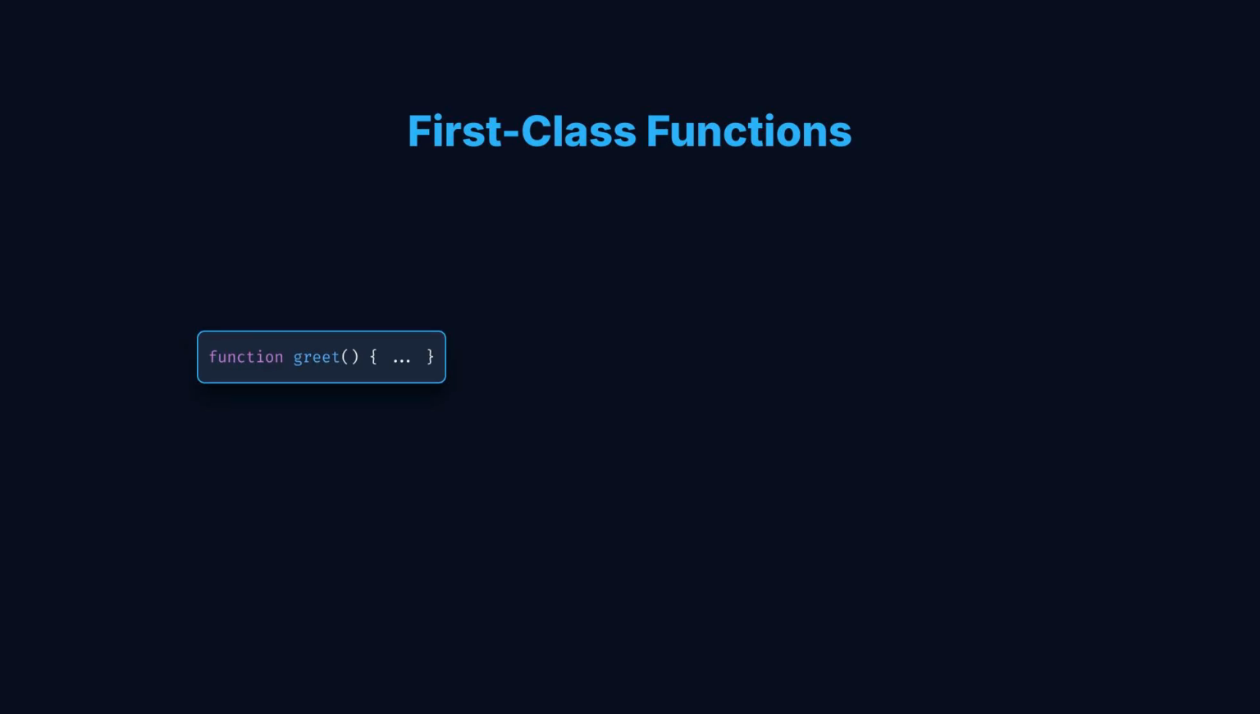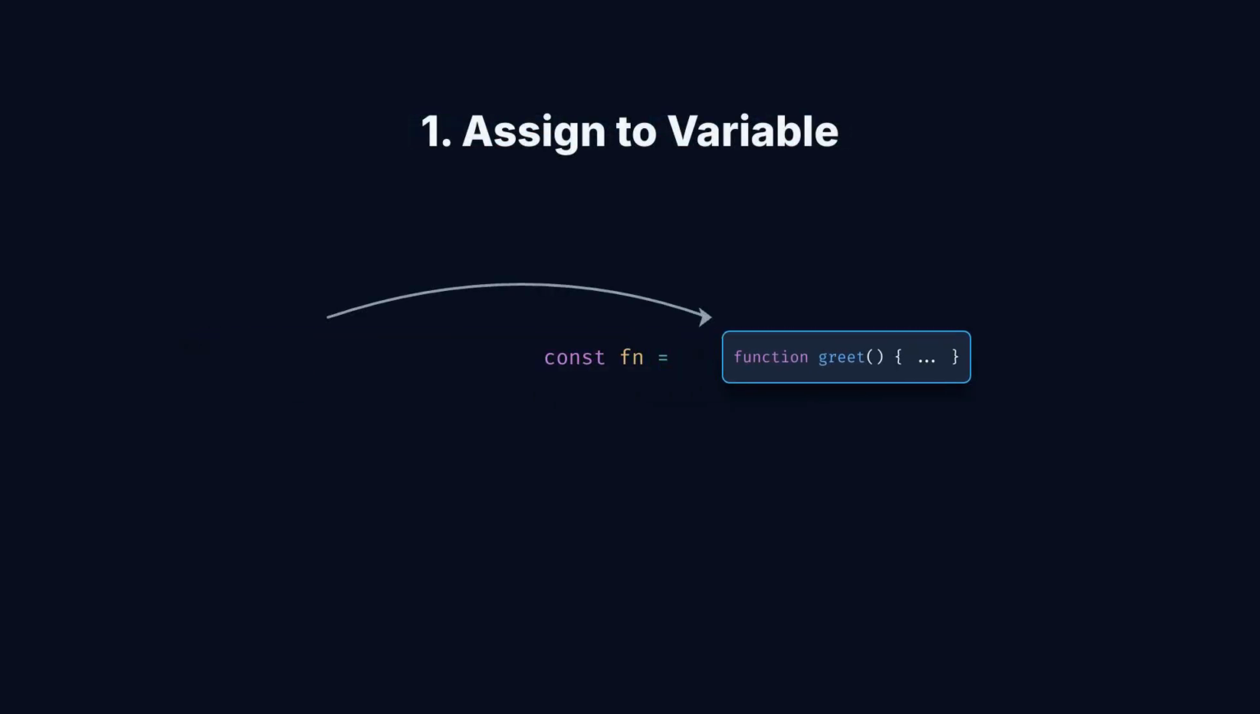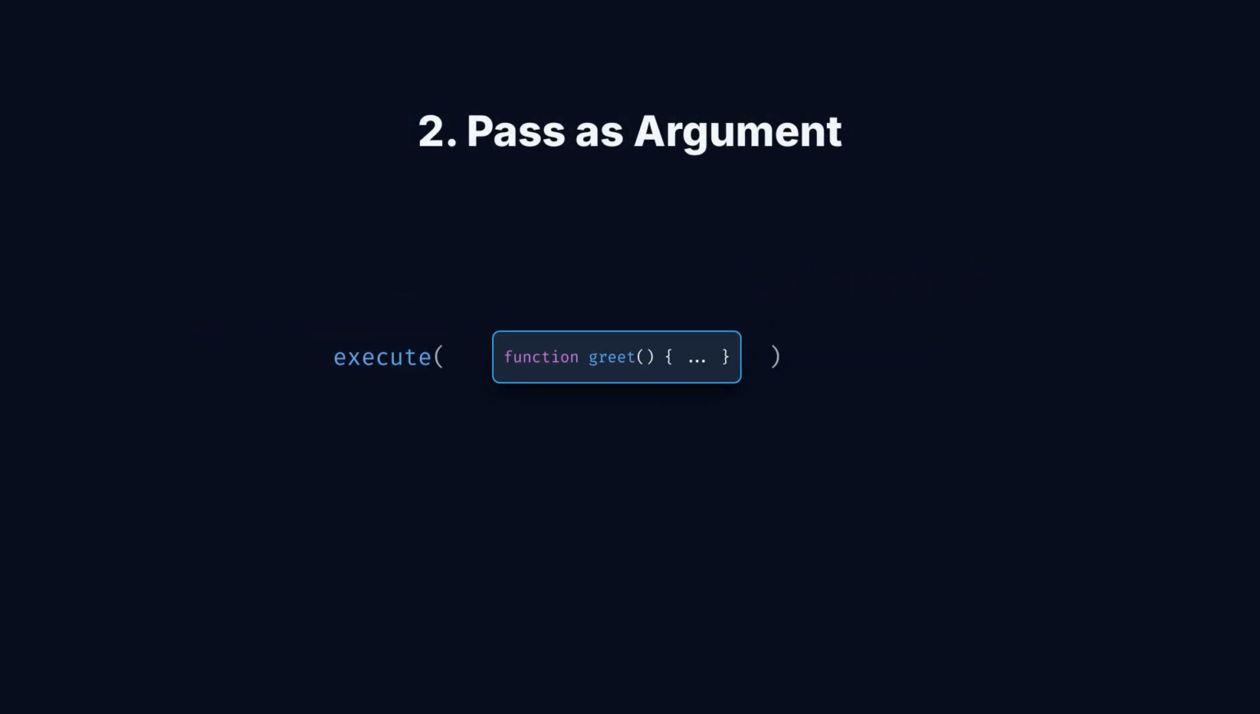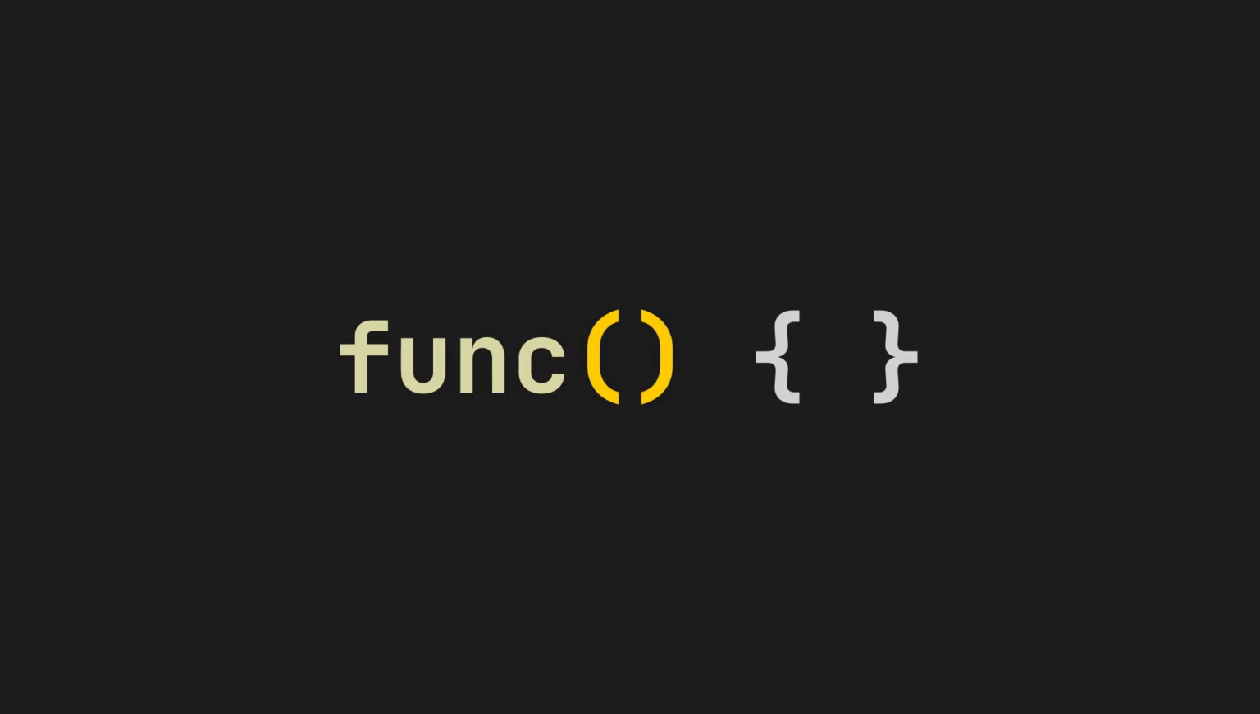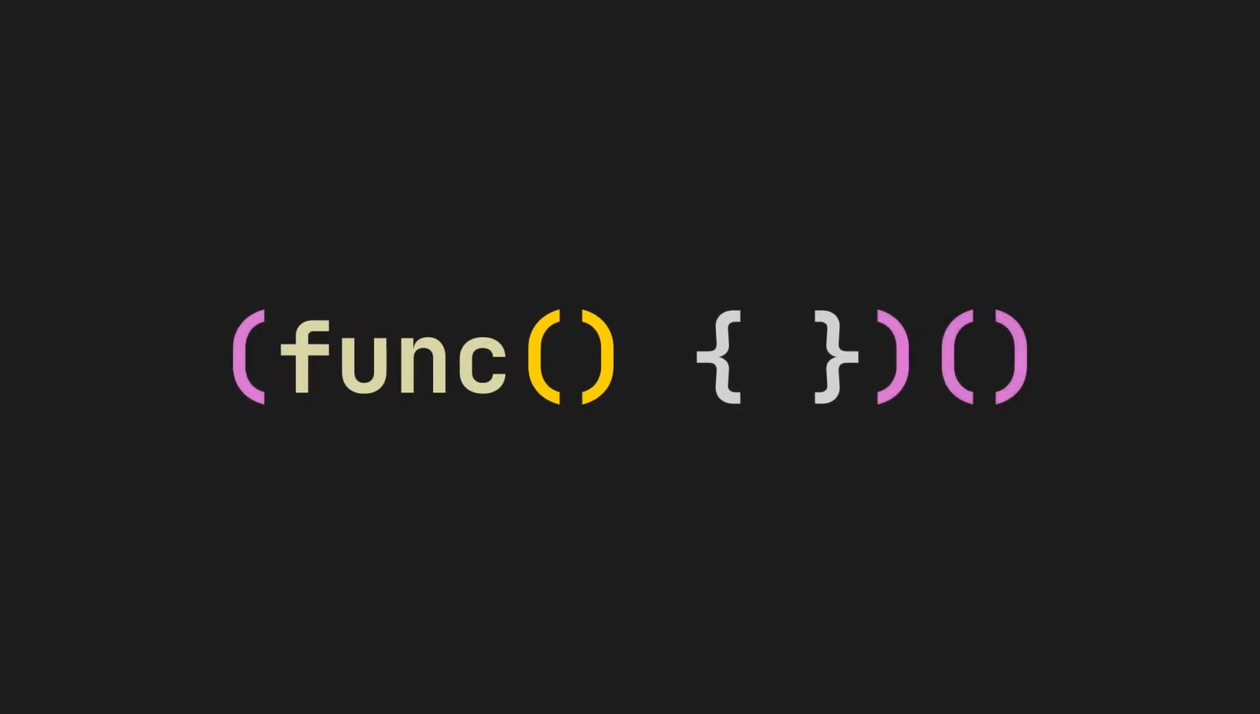In Go, functions are first-class citizens. This means you can assign them to variables, pass them as arguments, and even return them from other functions. You can also create anonymous functions without a name. These are useful for short, one-time operations, especially when working with concurrency or callbacks.